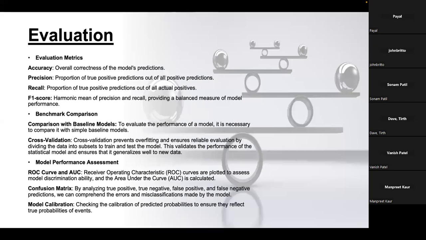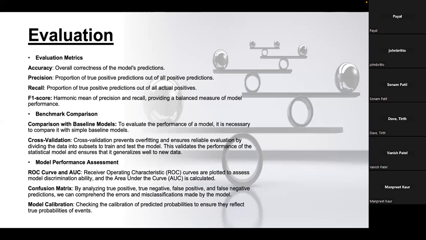I will talk about the evaluation metrics, which are essential for evaluating our model's success. I'm going to talk firstly about accuracy. Accuracy is the foundational metric that tells us how correct our model predictions are. Precision measures how precise our model is when identifying fraud.